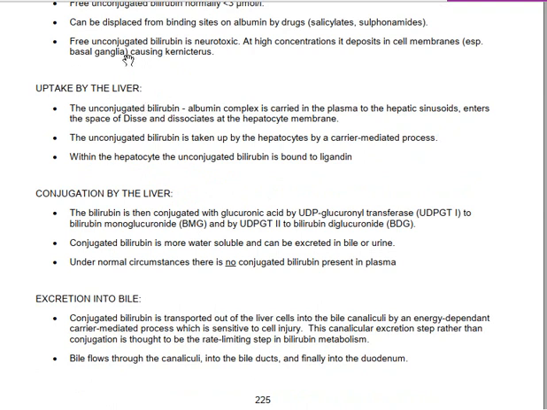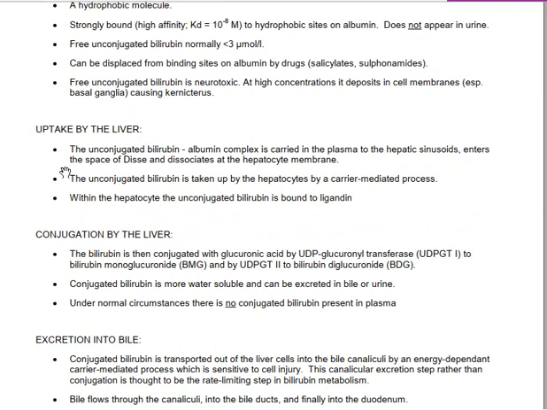Now, the next is the uptake by the liver. You need to know that unconjugated bilirubin is the only form taken up by the liver. Is it clear? After albumin transports it to the liver, it is taken up via a carrier-mediated process, and inside the liver it undergoes conjugation. Conjugation occurs because the liver cells contain the UDP glucuronyl transferase enzyme, which transfers the glucuronyl subgroup from UDPG to the bilirubin.